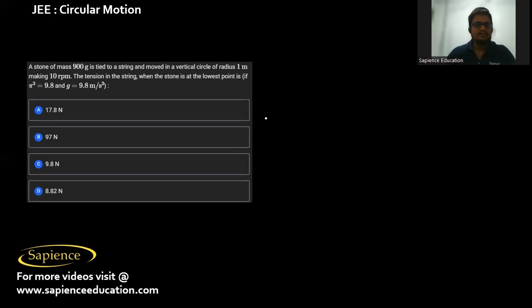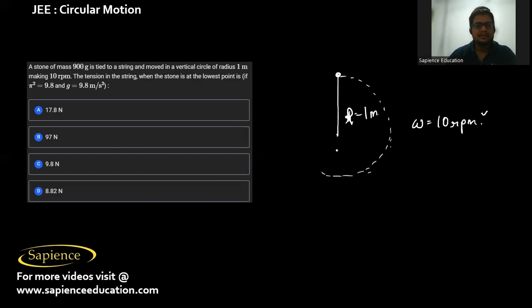Okay, then here it is told a stone of mass 900 gram is tied to a string and moved in a vertical circle of radius 1 meter, making 10 revolutions per minute, 10 rpm. So this is the angular speed. The tension in the string when the stone is at the lowest point is?